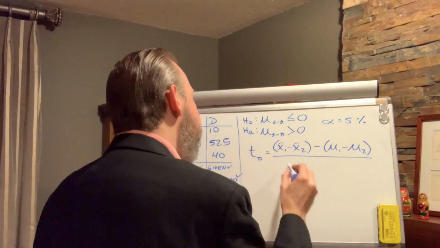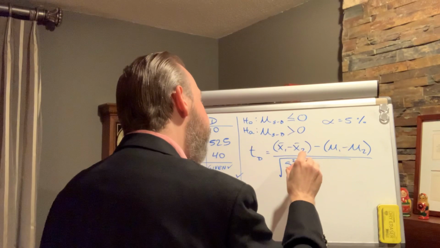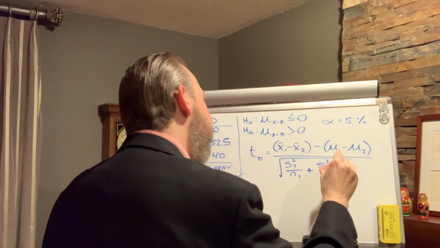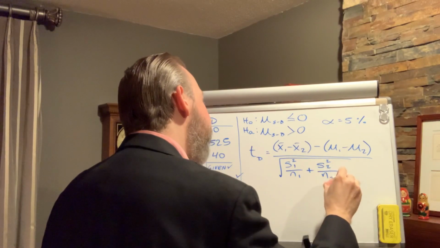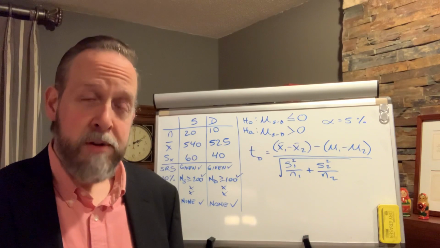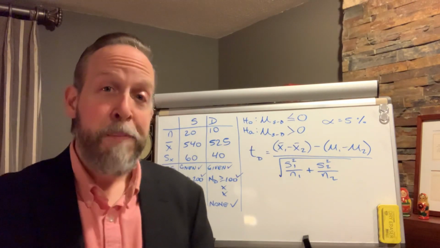The denominator is the square root of the standard deviation of the first squared over its sample size plus the standard deviation of the second squared over its sample size. All right? Write down that equation. It's going to be important. Obviously, we have to use it. We have to understand it. It's got to be something that you commit to memory.